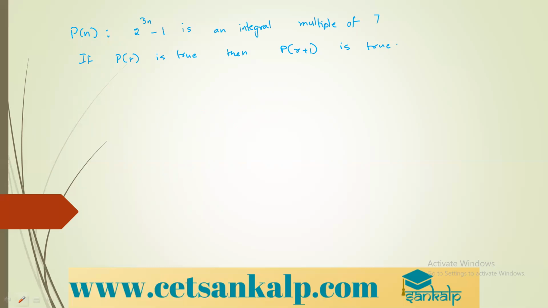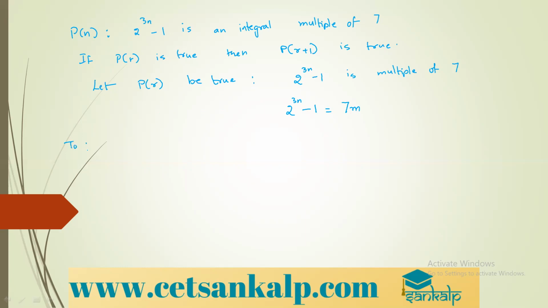So what will I start with? Let P of r be true. That means I'm taking 2 power 3r minus 1 is a multiple of 7. That means I will take 2 power 3r minus 1 is 7 into m. Multiple of 7 means 7 times m. So this is true.